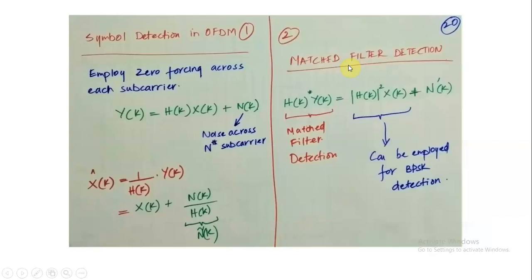The second method is the match filter detection. In match filter detection, we multiply the received symbol at subcarrier k with the conjugate of h_k, which results in |h_k|^2 x_k plus n dash of k, where n dash of k is basically h_k conjugate into n_k. Now this can be employed for BPSK detection. So this is called match filter detection.